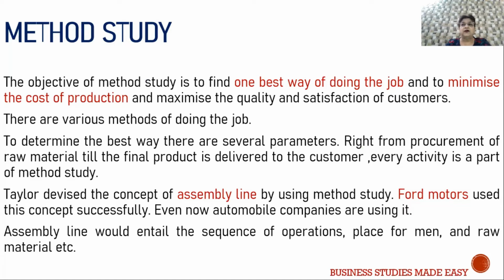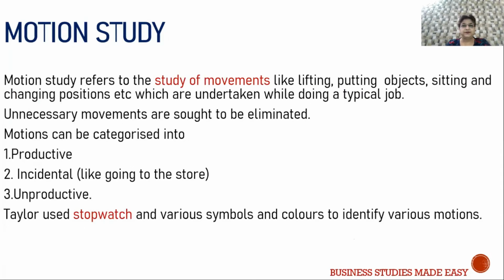Earlier, one worker used to make one car, used to assemble one car. Now they said that one worker is going to do just one part of the car. So somebody is fixing the nuts and bolts, somebody is fixing the seat, somebody is putting the engine, somebody is painting the car. So that way, through assembly line, the work was being divided amongst the workers and the work was going very fast. So this is called method study. He said, find the best method of doing the job and get the work done by that particular method.